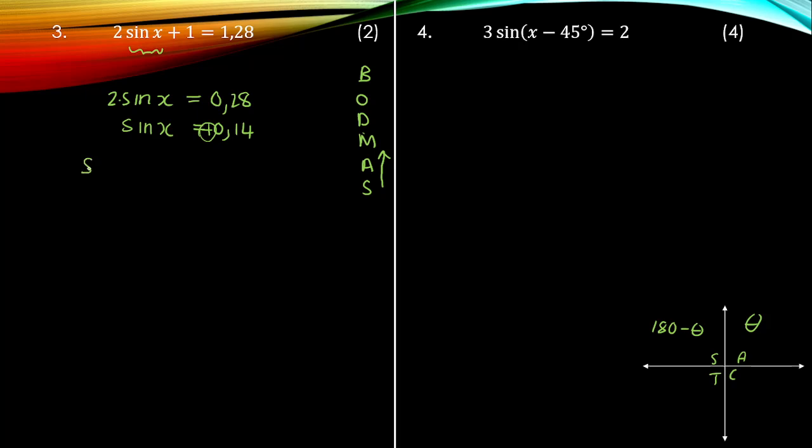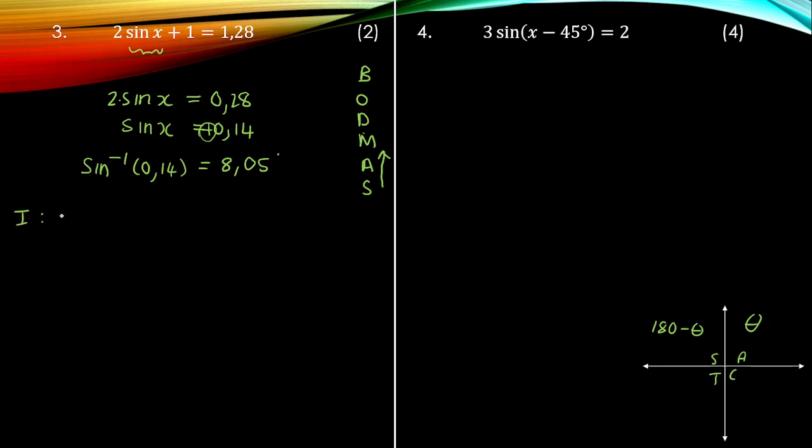So remember what we do, sine inverse of 0,14. And I've got to just make sure that it's acute, inverse sine, 0,14. And it is very small actually, it's very acute. So that's going to be 8,05 degrees, and now we can start.